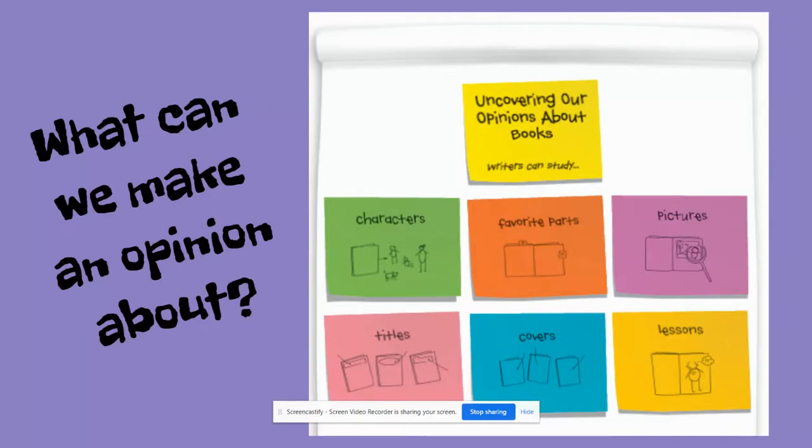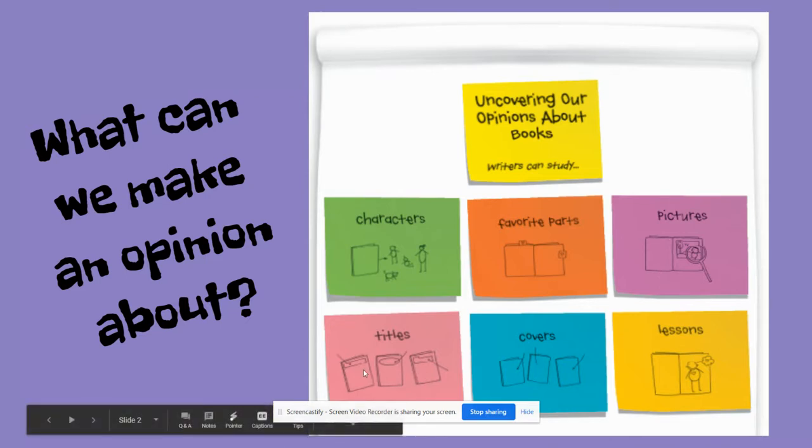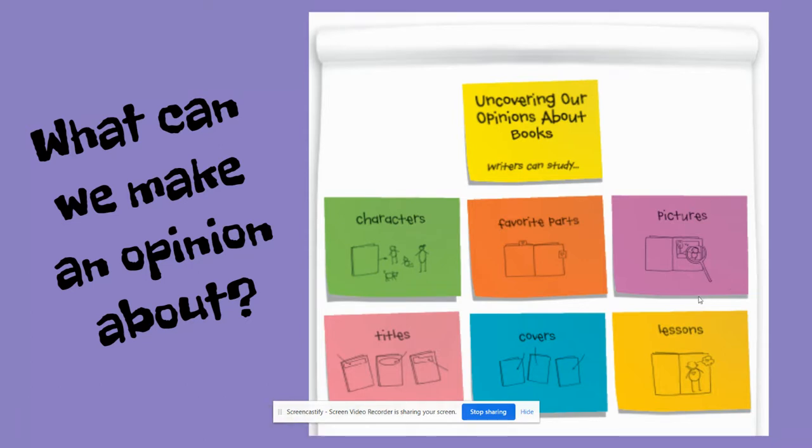So if we look at this next chart here, kind of like what I just said, think about what you can make your opinion about. So maybe how you feel about a certain character, something about your favorite part, maybe something about the pictures in the book, different titles. It could even be the cover of your book. Or again, how we've talked about, there's always usually a lesson or what is the author's purpose. That might be something else that you could write about.